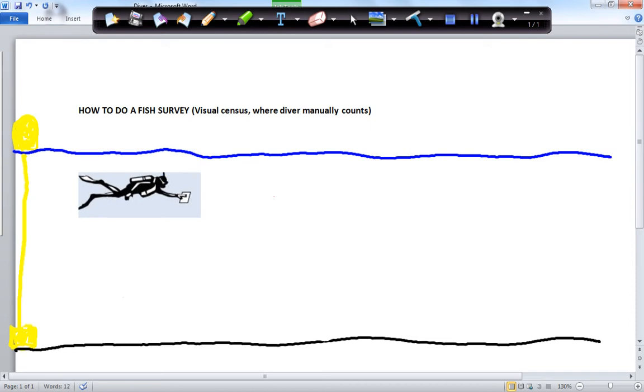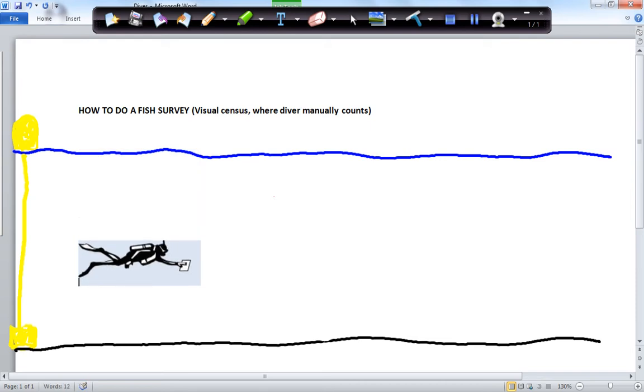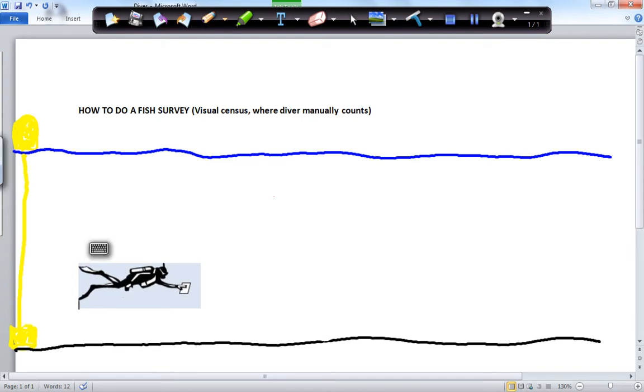So we begin with our scuba diver descending down the shot line or the anchor line, and it's at this point here that our diver is going to attach the tape measure to the bottom of the anchor or to the shot line. On some surveys, that tape measure will be attached to a piece of aclonia, a piece of kelp or a rock.